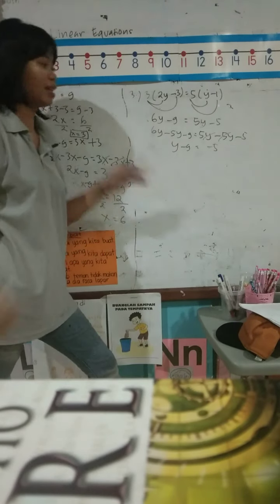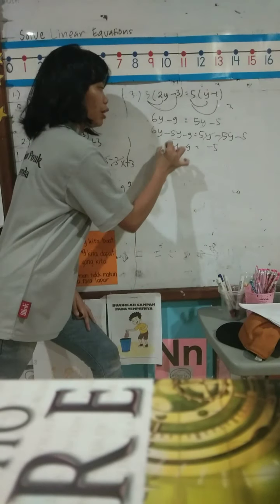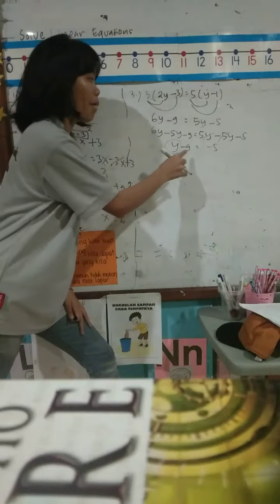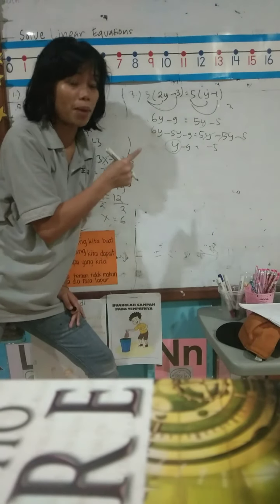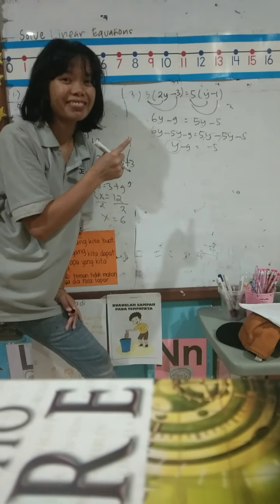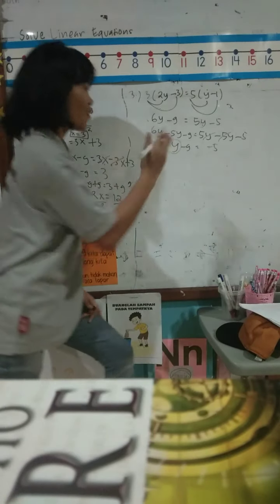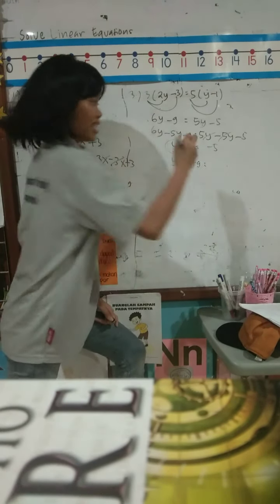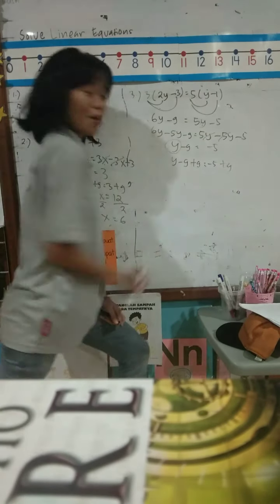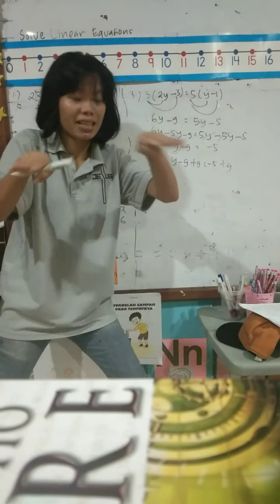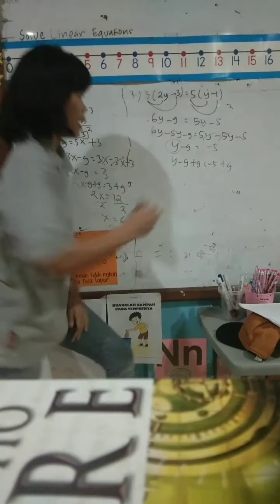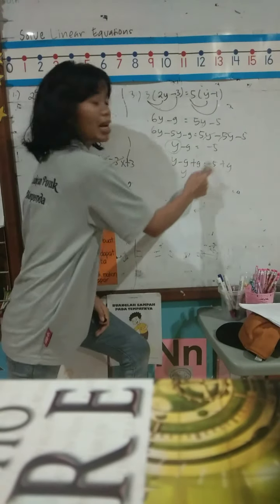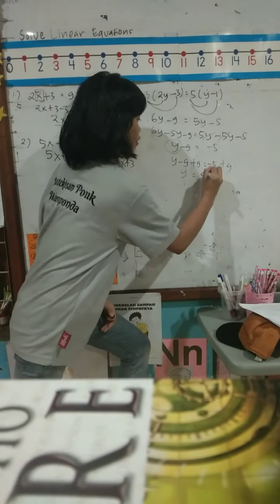After you get this, remember, to find the value of y, find the opposite of minus 9. What's the opposite of minus 9? Good job, Bunga. Positive 9. So y minus 9 plus 9. So minus 5 plus 9. Remember, it should be balanced between both sides. So y equals minus 5 plus 9, which is 4. Good job.